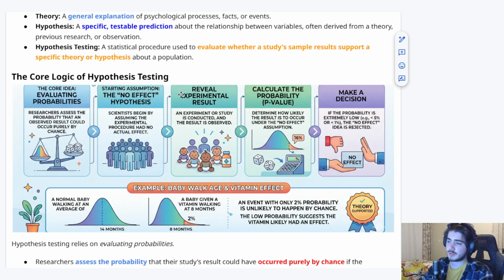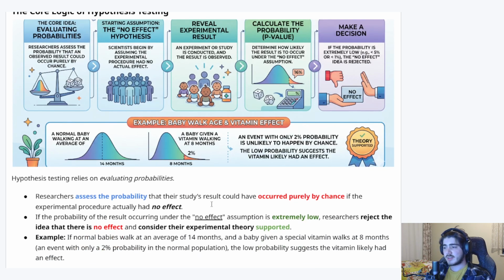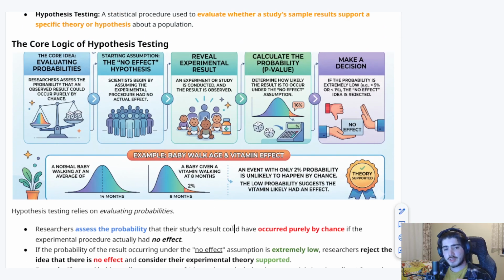Finally, away from the definitions. The core idea is that we are evaluating probabilities. We assess the probability that an observed result could occur purely by chance. When you're starting your research, you create an H0 hypothesis. What is this? This is the assumption that there is no effect.